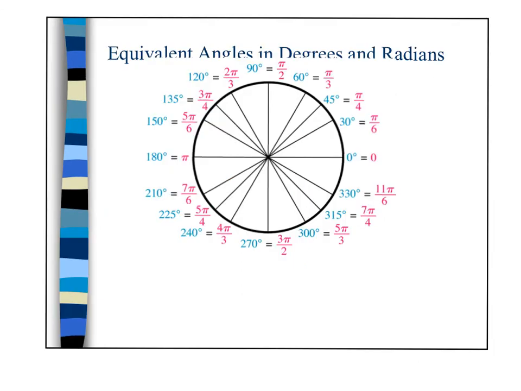What you see here is our full circle with all of the degrees that we are used to seeing in blue and all of their counterparts listed in red. Now, I want to show you a couple things about them. First of all, we know that the whole circle is equal to 2 pi radians and equal to 360 degrees.